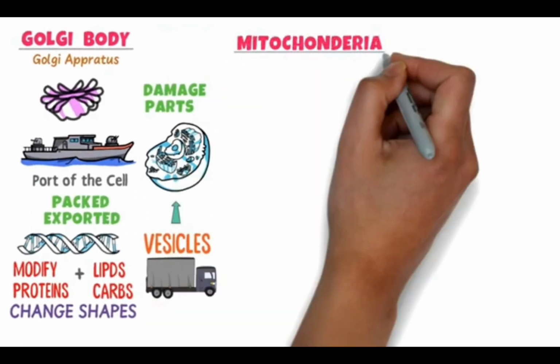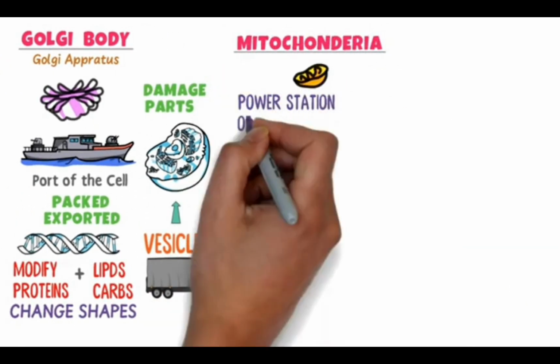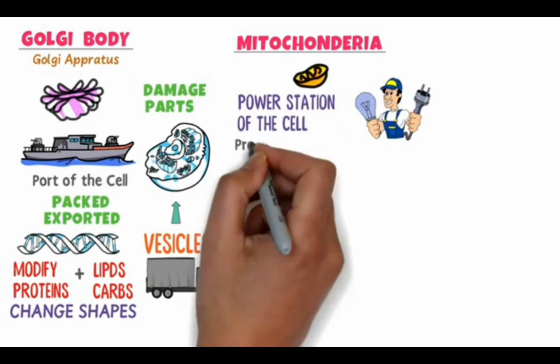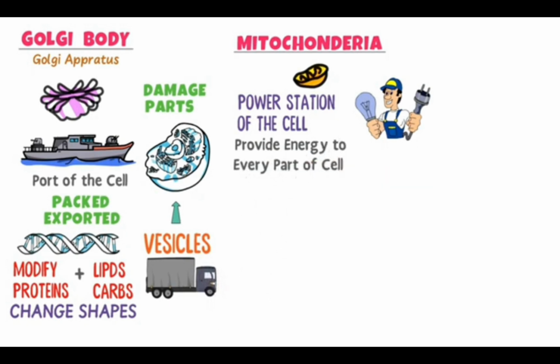Now, let's see what is mitochondria. Well, mitochondria is the powerhouse of the cell, we can say. It provides energy to each and every part of the cell. Mitochondria also contain its own DNA, different from the DNA of the nucleus. In mitochondria, cellular respiration takes place.